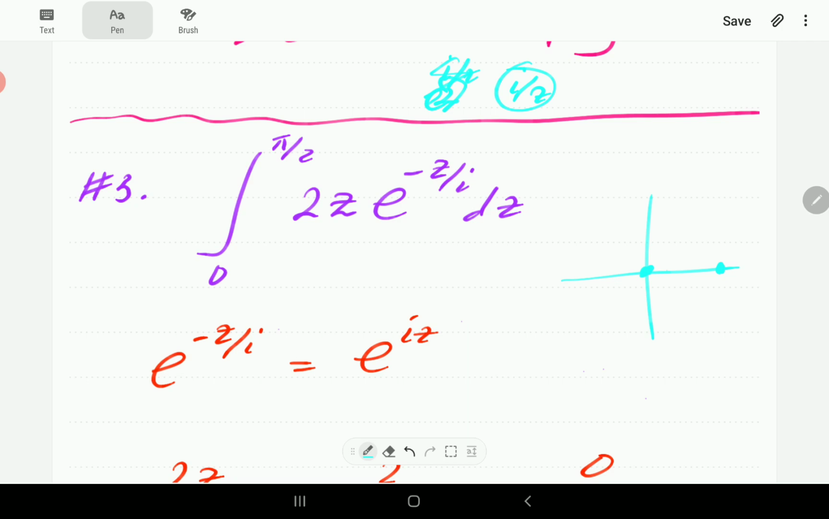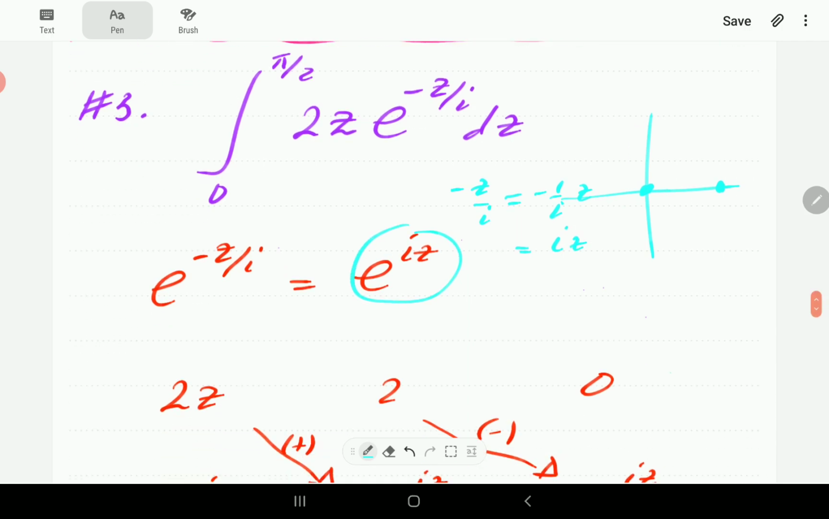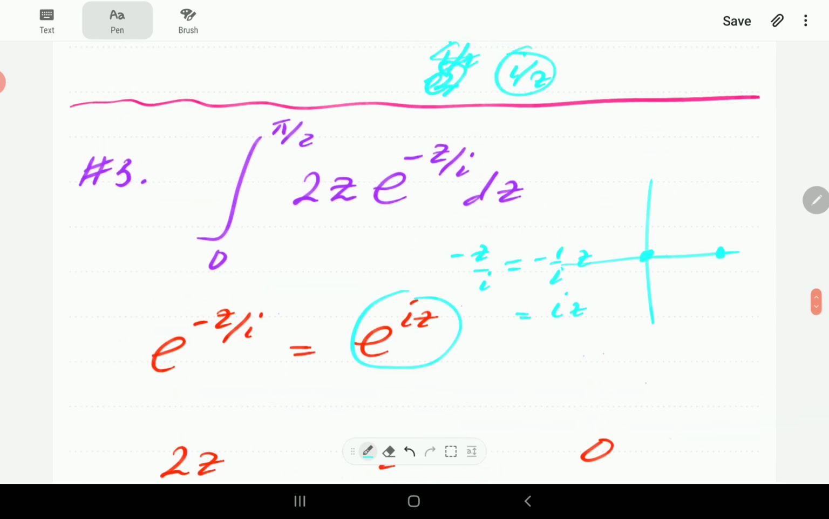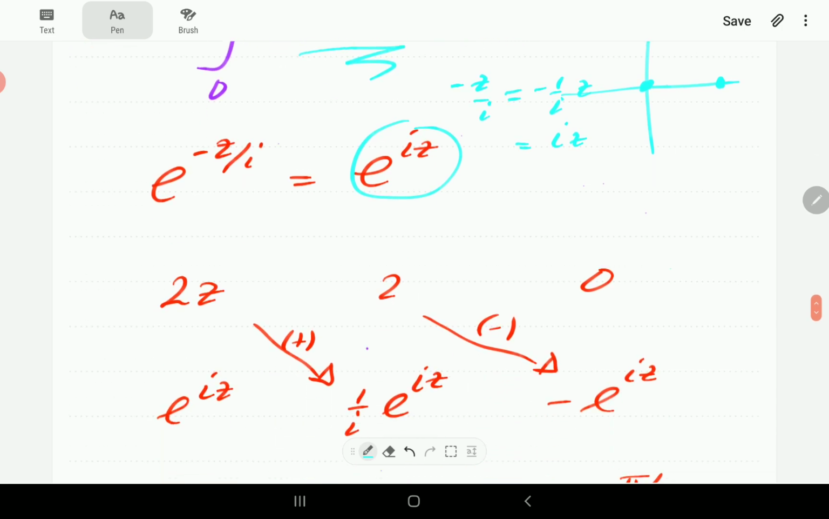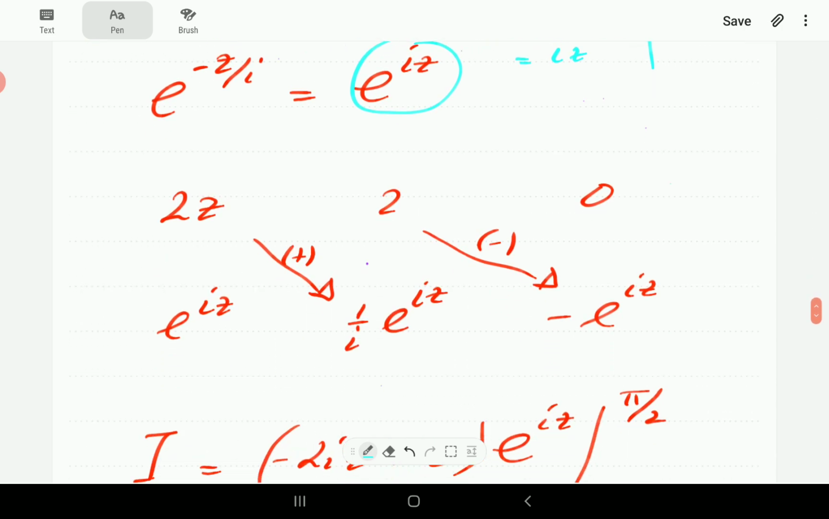So the first thing we're going to note here is that e to the minus z over i, in fact, minus z over i is the same as minus 1 over i times z, and 1 over i is minus i. So this is just the same as e to the iz. And then this type of integral we can evaluate using integration by parts, or quicker by using tabular integration.